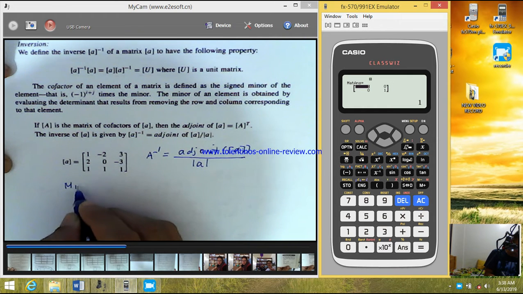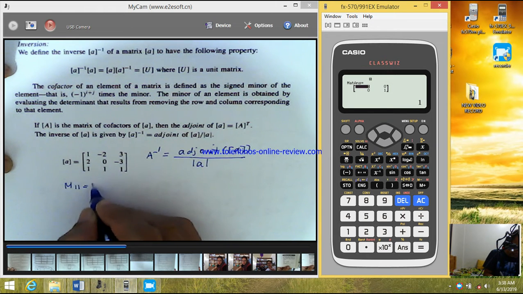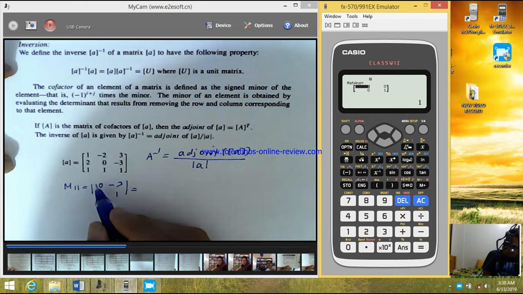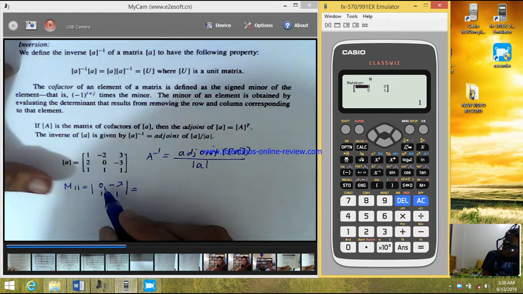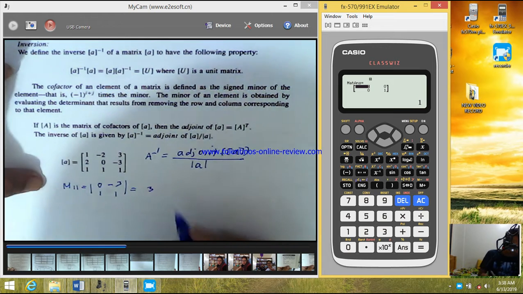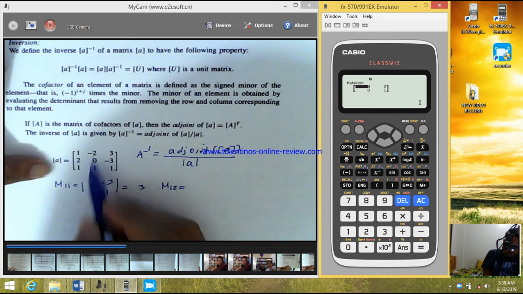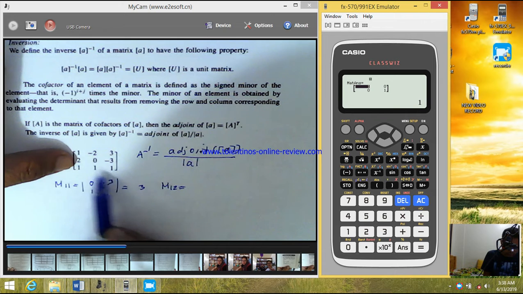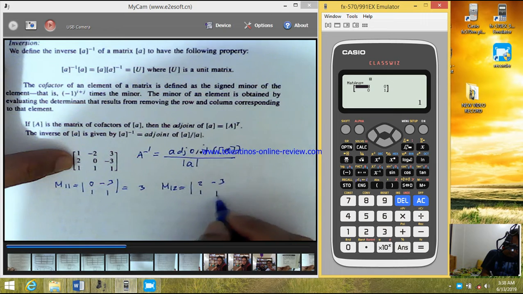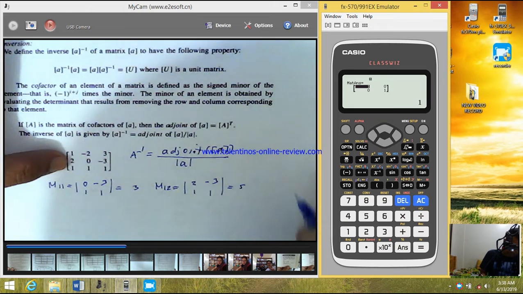So what are your minors? Minor 1, 1: delete this row and column, and you will have 0, -3, 1, 1. That gives you 0 plus 3, which is positive 3. Minor 1, 2: delete this and this. The determinant is 2, -3, 1, 1. That gives you 2 plus 3 is 5.